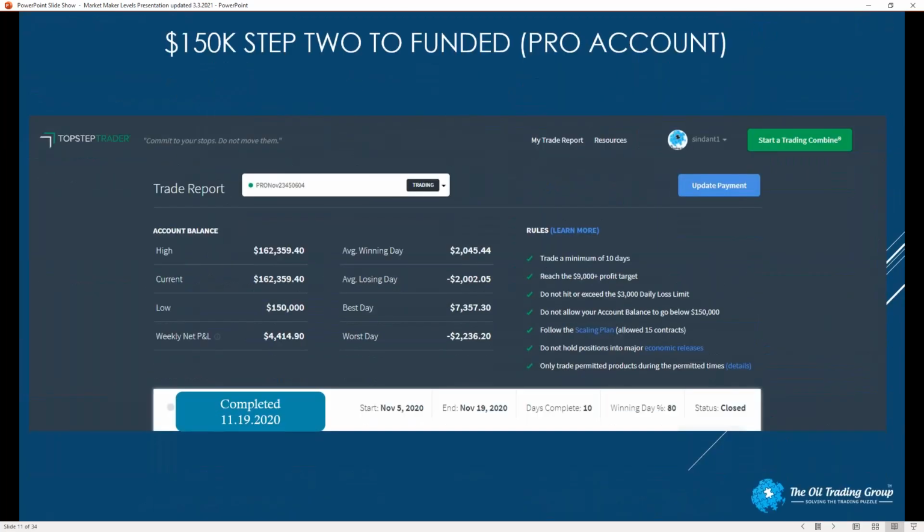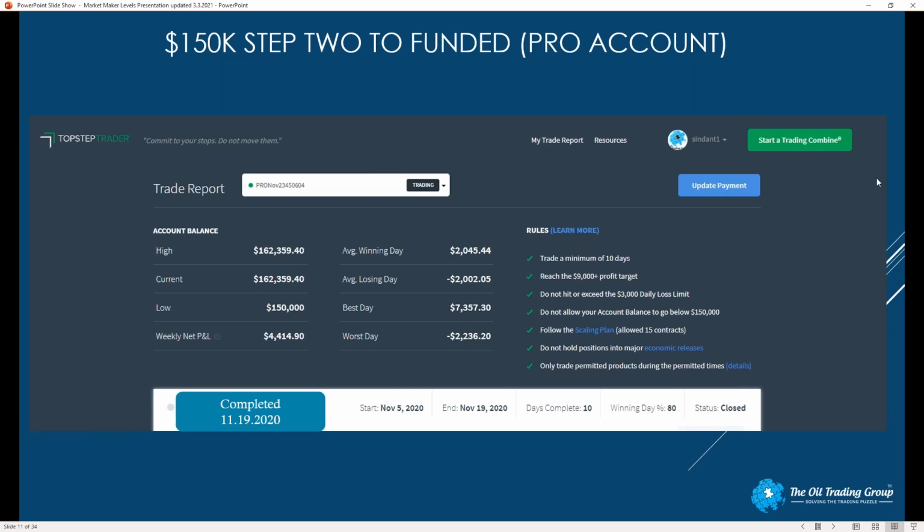So we said, okay, we're going to take this from step 2 to the funded account to the pro account, right? So we went from step 1 to step 2, and this occurred on November 19th. We completed that in 10 trading days, and again, the profit objective was $9,000. We hit that high watermark and closed that account at 162,359, which is an additional $12,359 in a minimum amount of time to achieve that, which is 10 trading days.